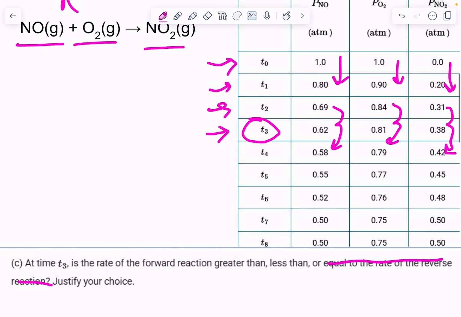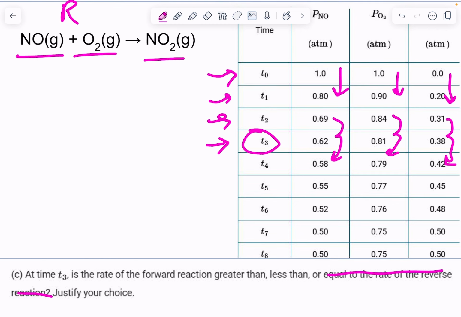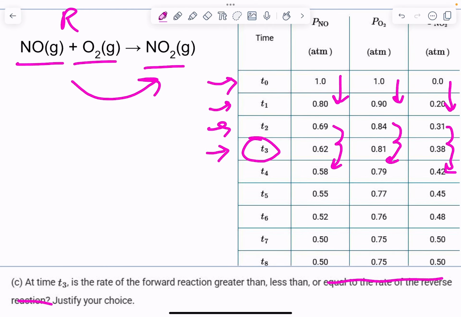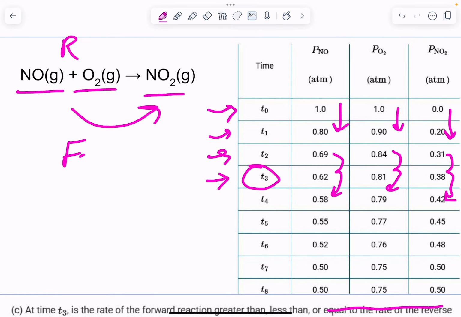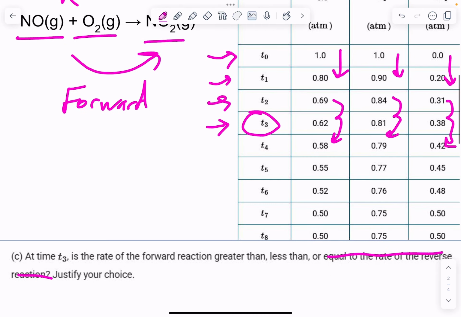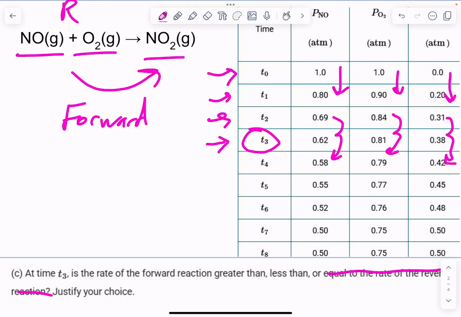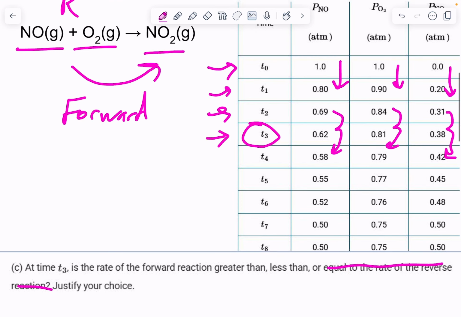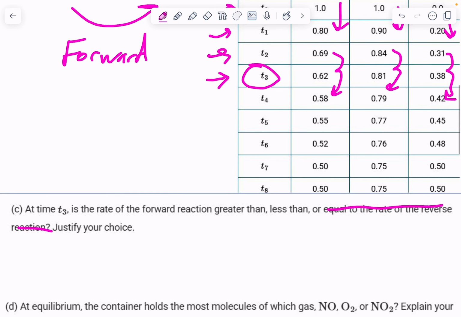Okay. Now we have to decide, is it the forward or reverse that is greater? Well, since reactants are being turned into products, this would be the forward direction or the forward reaction. If it was products being turned into reactants, then it would be the reverse. So in this question, the forward is greater than the reverse.